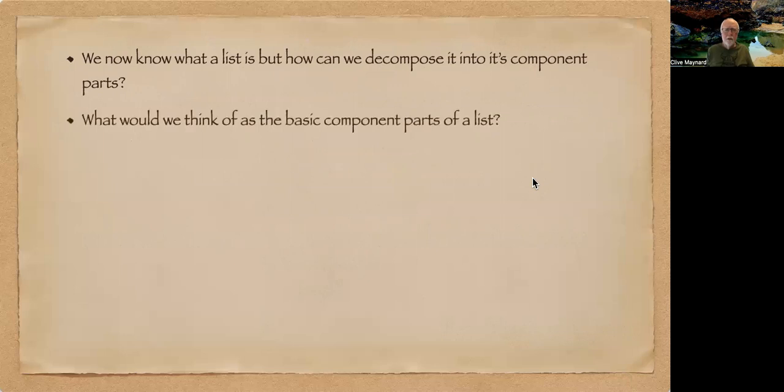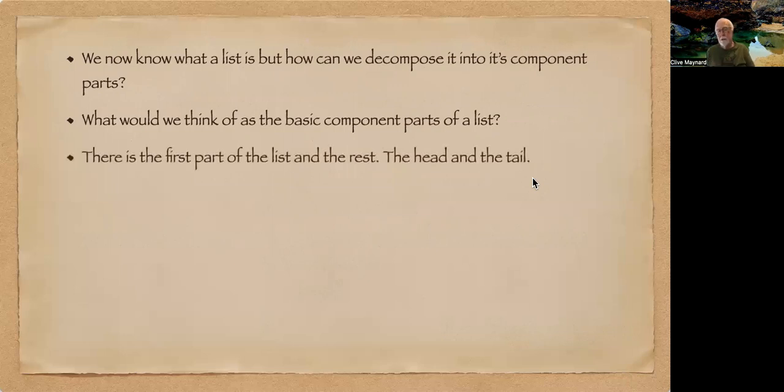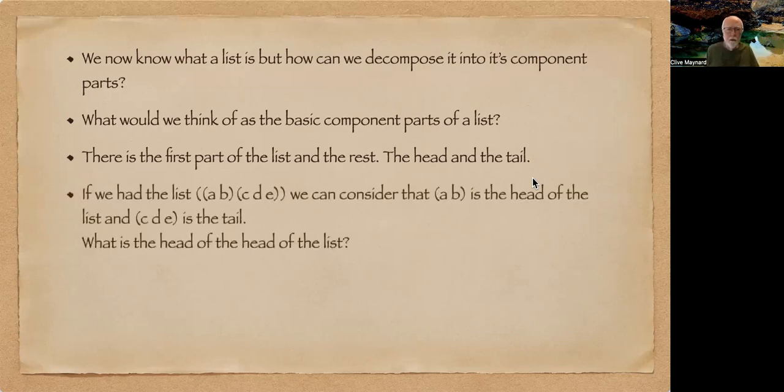Well, what we need to do is to think of what are the basic component parts of a list. There's the first part of the list, and you can consider the rest. So we have basically what we were calling the head and the tail. So we can have a function head which removes the first part of the list. We can have a function tail which returns the rest of the list. So if we had a list, bracket A, B, closing bracket, open bracket, C, D, E, closing brackets, we can consider that the list A, B in brackets is the head of the list, and C, D, E is the tail.